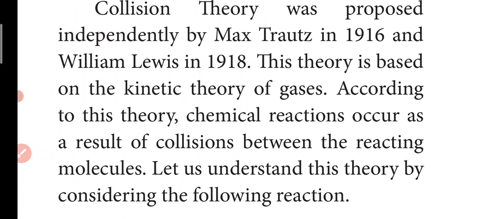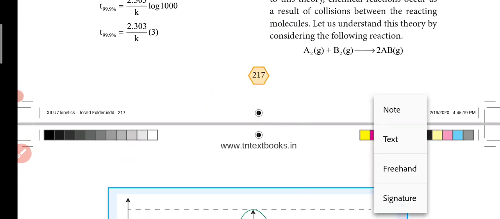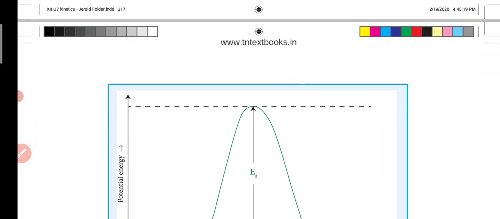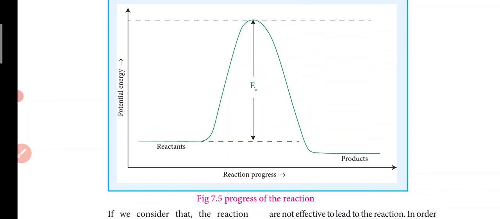Based on this theory, chemical reactions occur as a result of collisions. So when they collide, a chemical reaction happens between the reacting molecules. Now let us consider the following reaction. A and B react together to give a product AB. The reactants reach a potential energy. When will it convert into product? Only if the collision is very vigorous and the heat energy or some energy is enough to completely convert it into the product will it come to this side as a product.